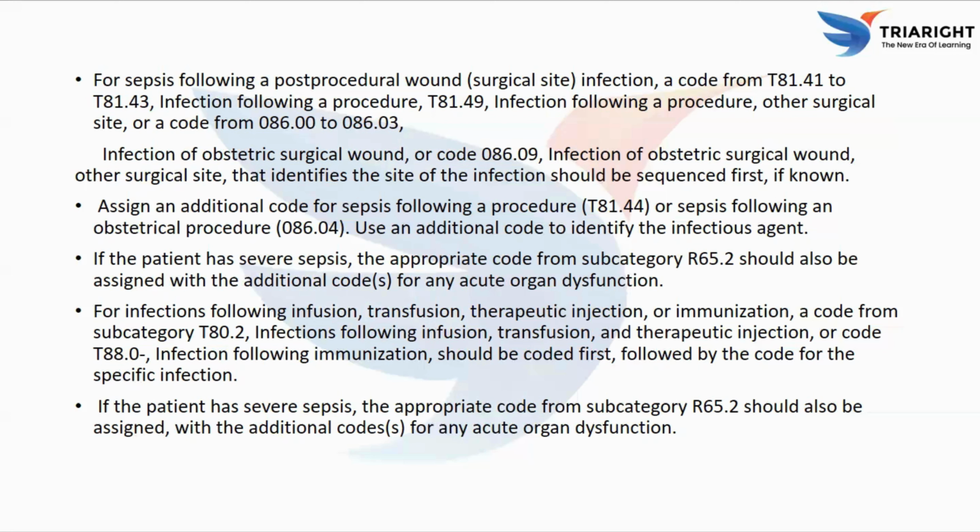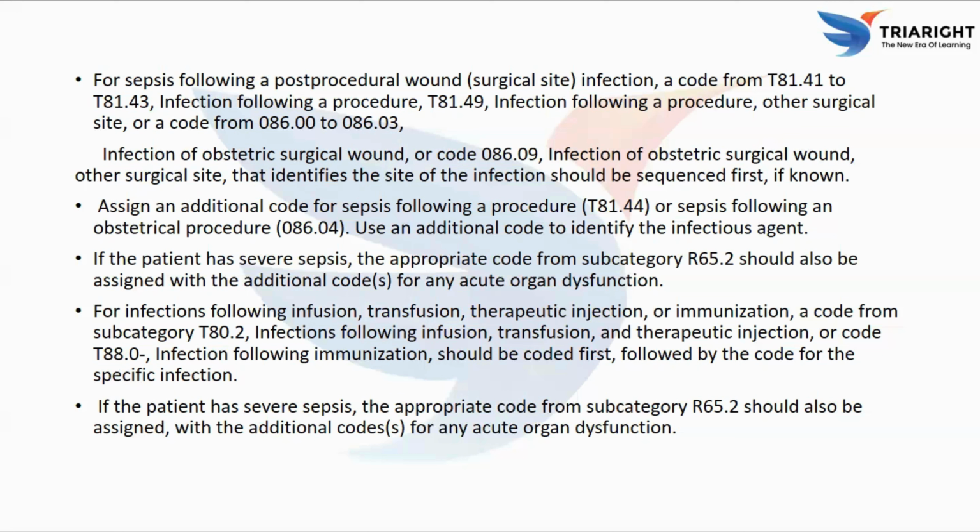So these are the codes for organ dysfunctions, for example, N17.9 and J96.00. So severe sepsis code R65.2 is never sequenced first. This is the important point you have to remember. Severe sepsis code R65.2 is never sequenced first.